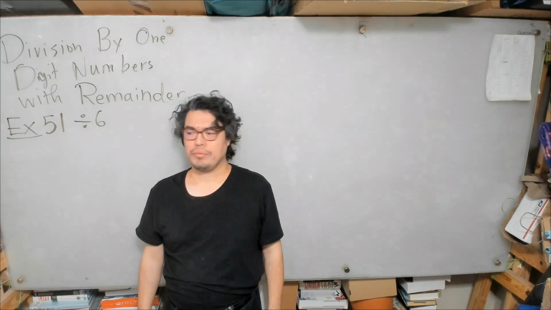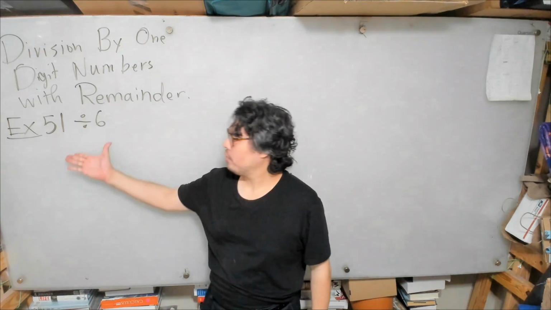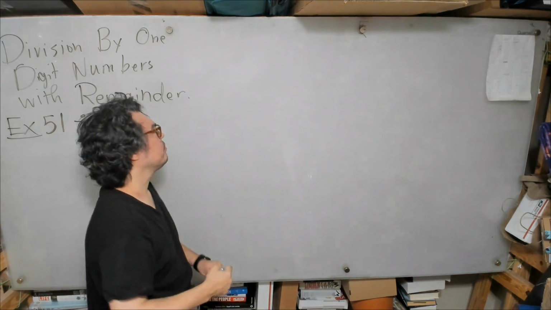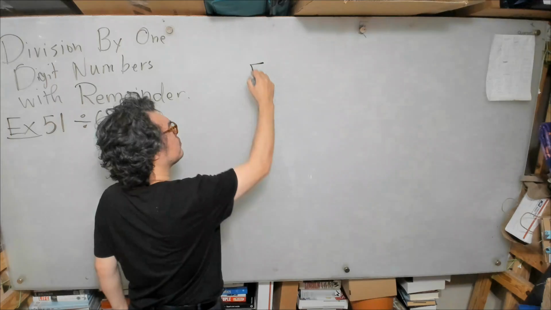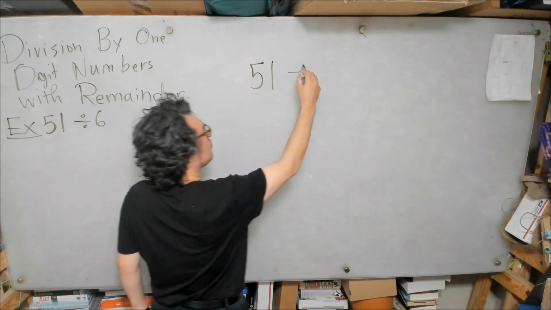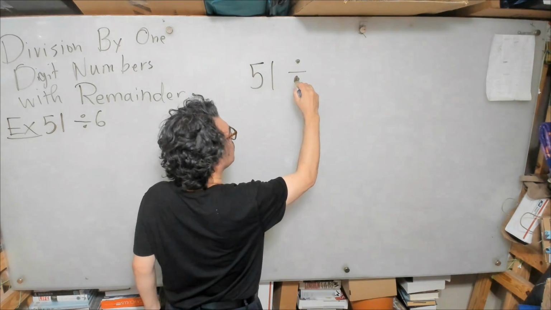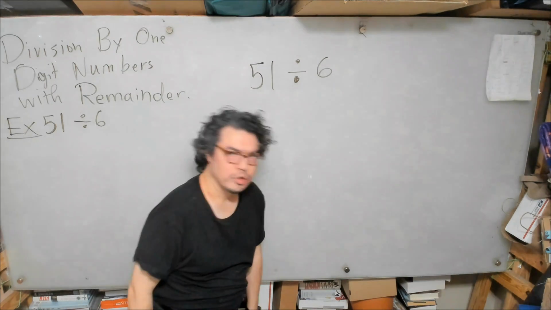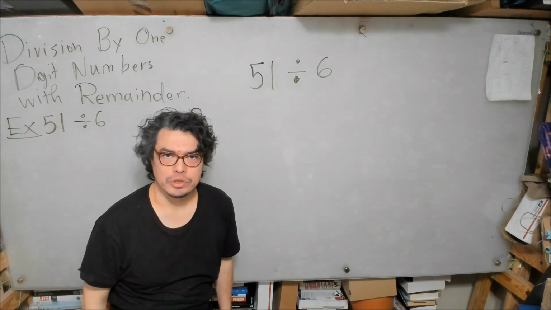Hello, ladies and gentlemen. Now we're going to do the example 51 divided by 6. Okay, let's do that here. So our goal number 1 is to find our quotient.